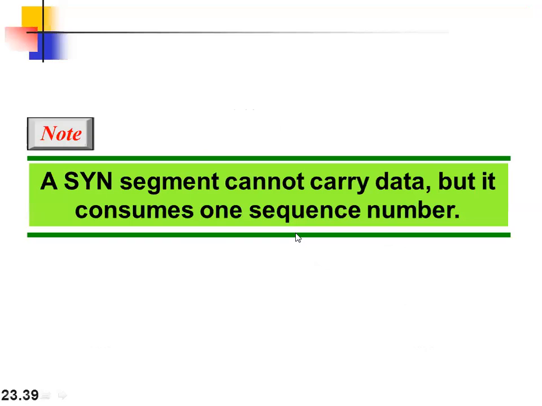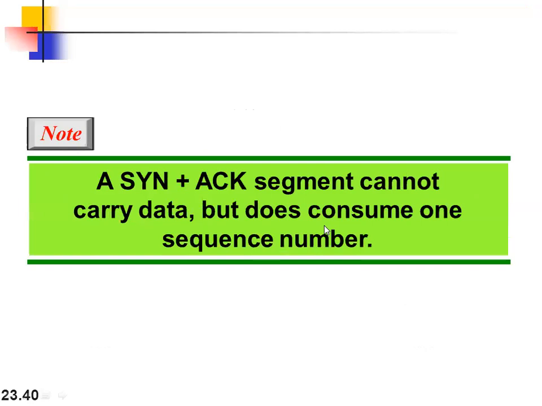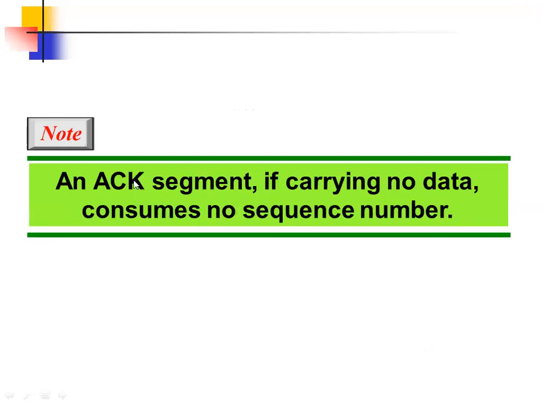So some of the points to remember here: the synchronization segment, even though it does not carry any data, consumes one sequence number. Similarly, the synchronization plus ACK segment does not carry any data, but again it consumes one sequence number. But the ACK segment, which is the last segment, does not carry any sequence number if it is not carrying any data.